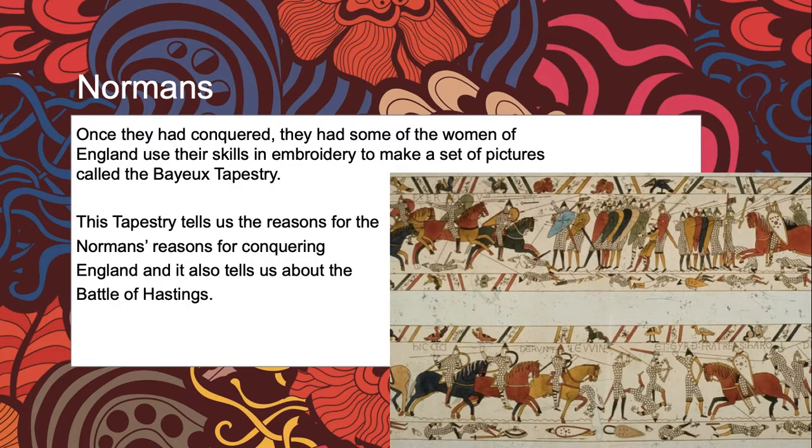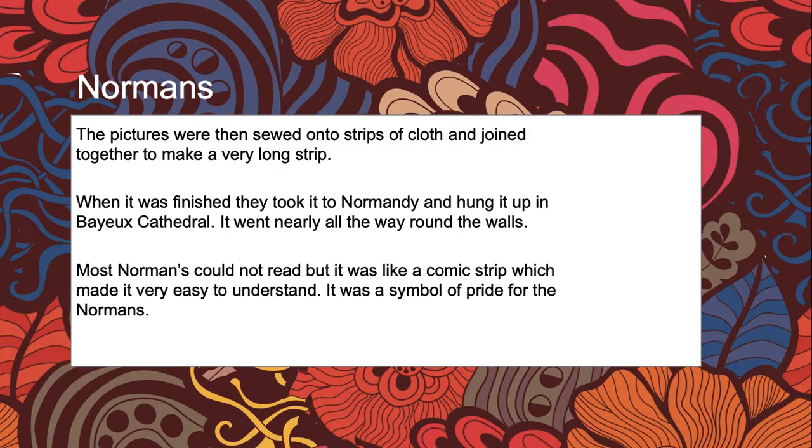Once they'd conquered, they had some of the women of England use their skills in embroidery to make a set of pictures called the Bayeux Tapestry. This tapestry tells us the Normans' reasons for conquering England, and it tells us also about the Battle of Hastings. The pictures were then sewed onto strips of cloth and joined together to make a very long strip. When it was finished, they took it to Normandy and hung it up in the Bayeux Cathedral. It went nearly all the way around the walls. Most Normans could not read, but it was like a comic strip, without words, which made it very easy for them to understand. It was a symbol of pride for the Normans.